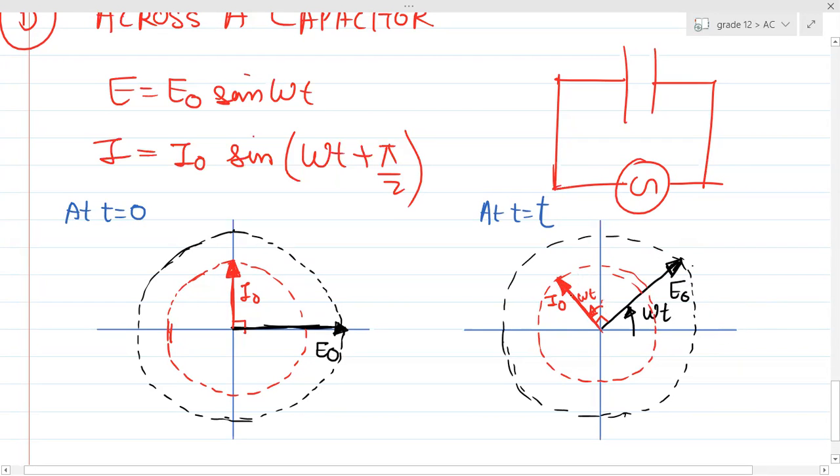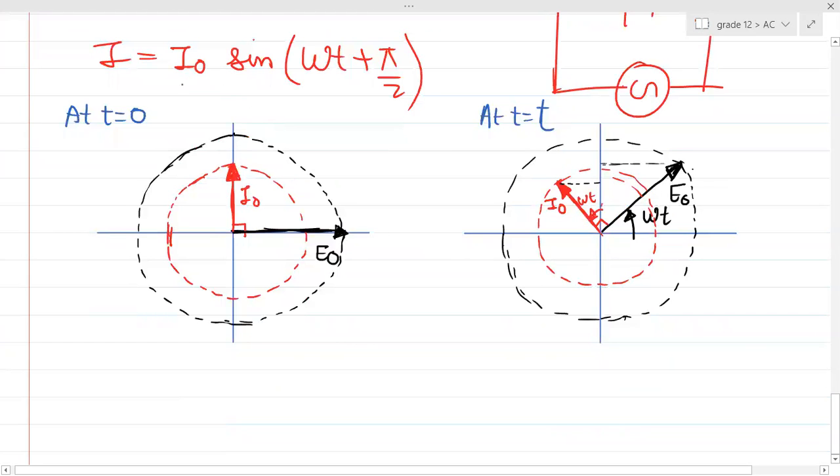And how will you give the instantaneous value? You'll draw a perpendicular on the vertical axis and find out this value. If it comes in the positive direction, then positive. If it comes in the negative direction, then negative. Is this clear? So always remember, in the case of a capacitor, the current will lead the EMF by a phase difference of pi by 2.